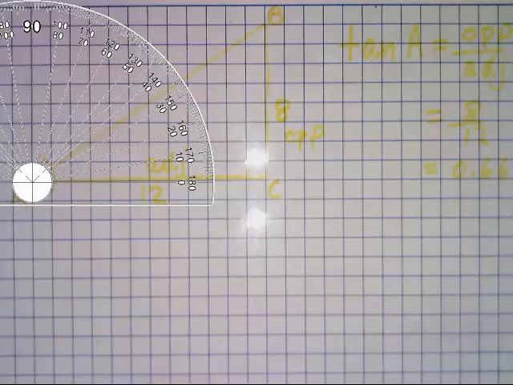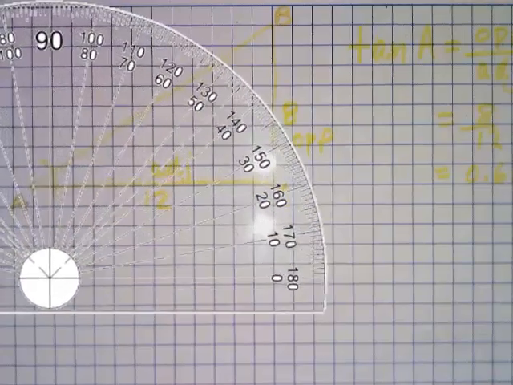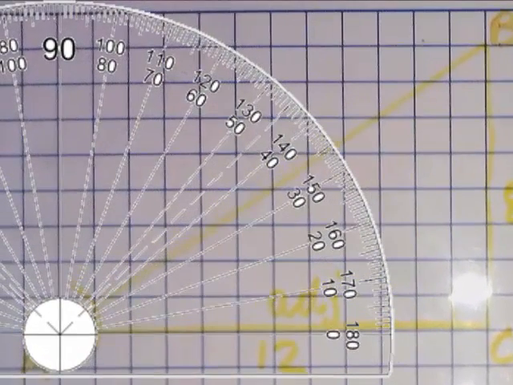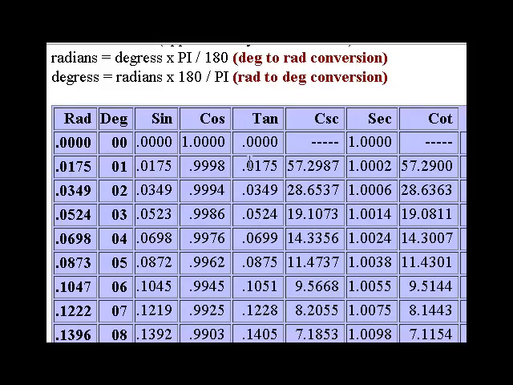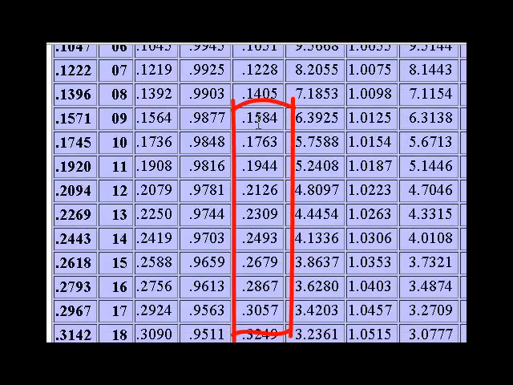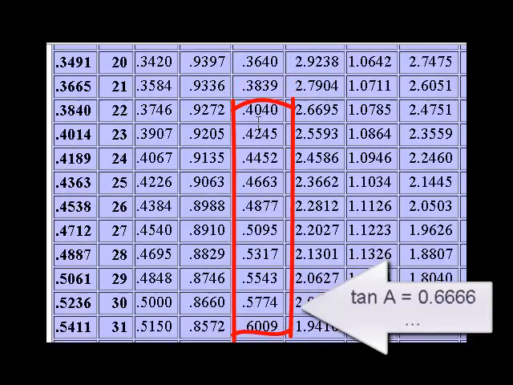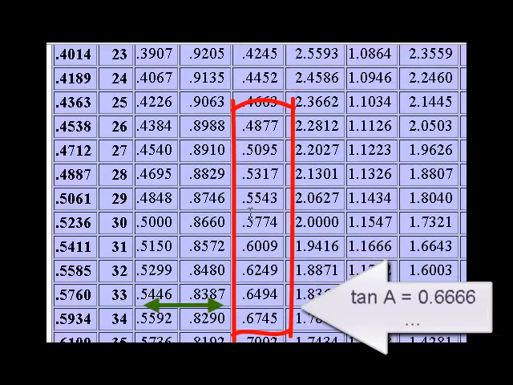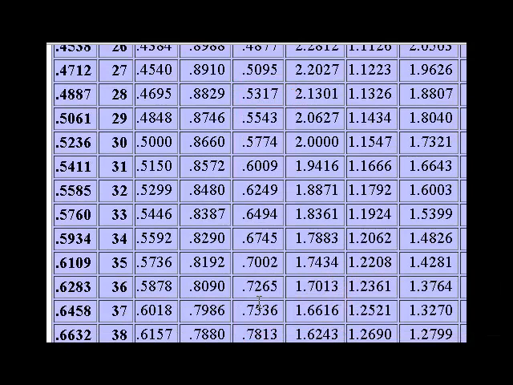We can find it by measuring it, and if we look at the protractor that I've put on the diagram, it's going to be about 34 degrees. Other ways of finding it is to look at trig tables. Here I've downloaded one from the internet, and I've gone down the tangent column until I find the tangent of the angle, which is 0.66. So it's in between 33 and 34 degrees.